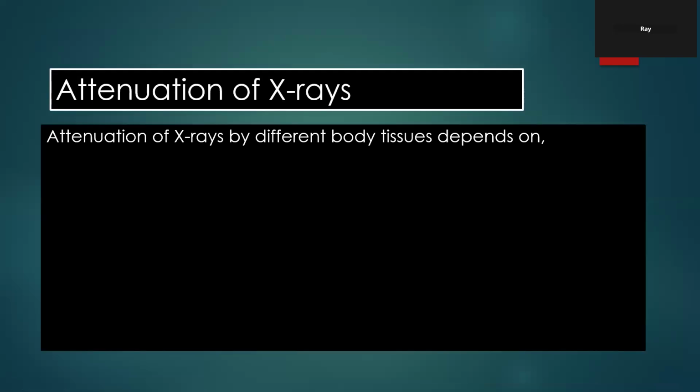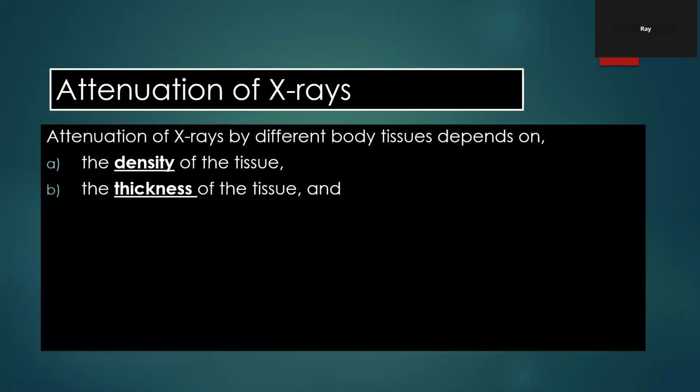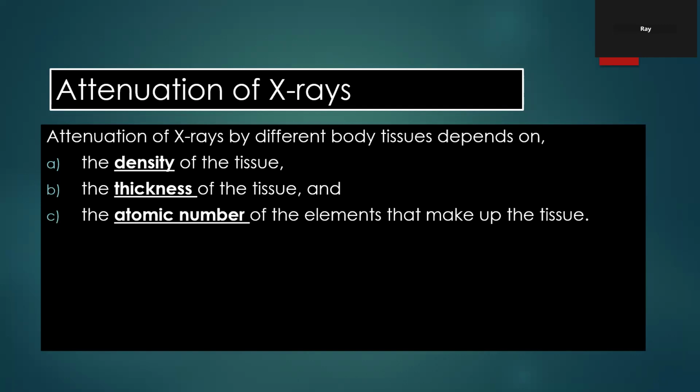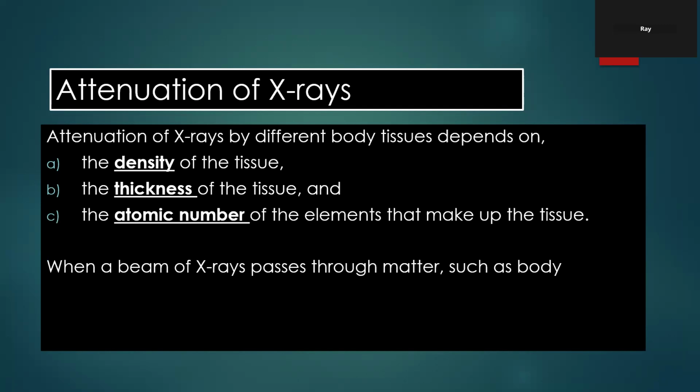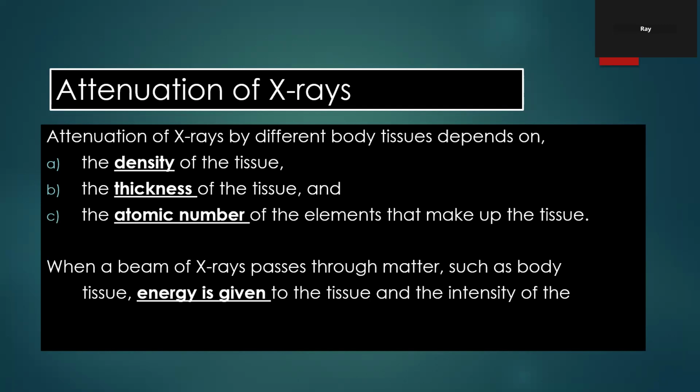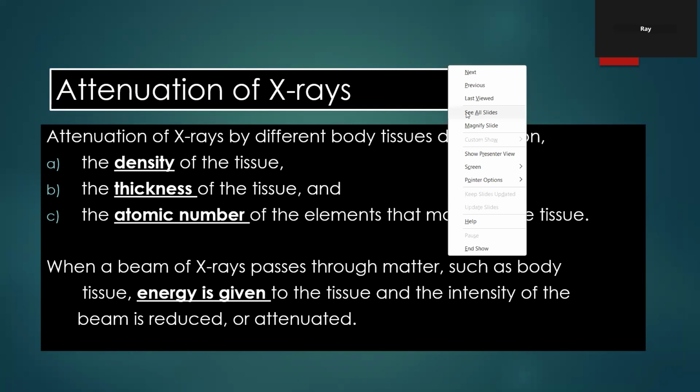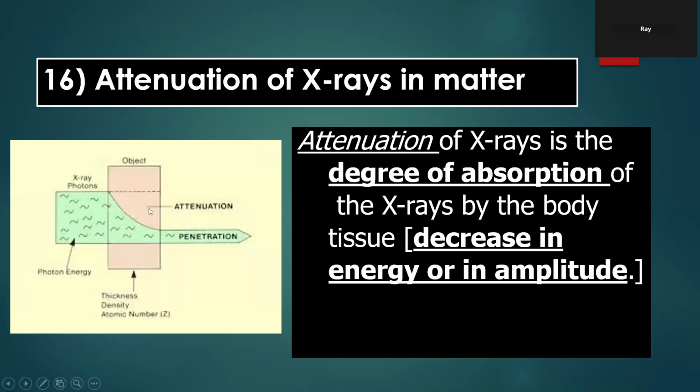Attenuation of X-ray by different tissue depends on the density of tissue, thickness of tissue, and atomic number of the elements that make up the tissue. When a beam of X-ray passes through matter, such as a body tissue, energy is given to the tissue and the intensity of the beam is reduced or attenuated. As shown in the picture there, we have less than 10 minutes left. The X-ray is attenuated. Energy is lost in the tissue.